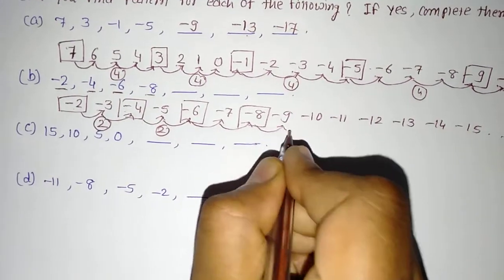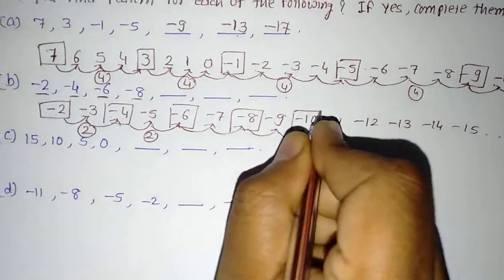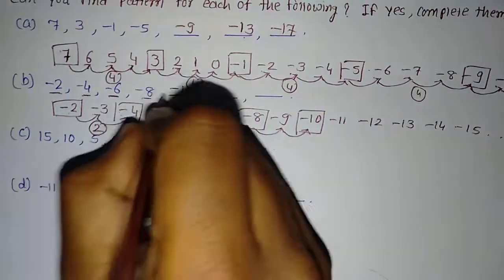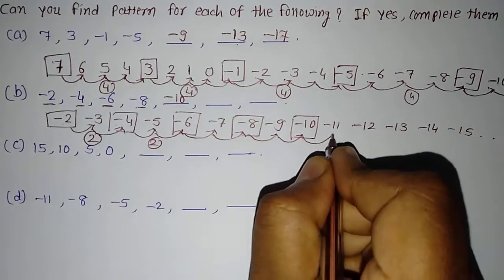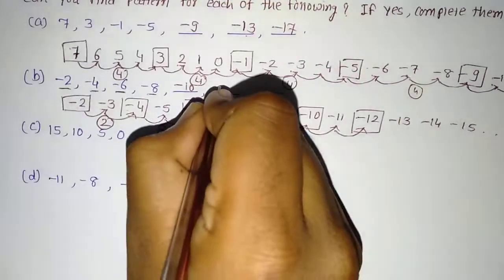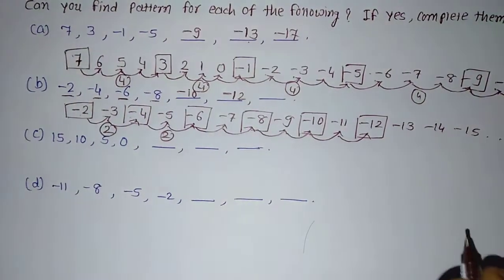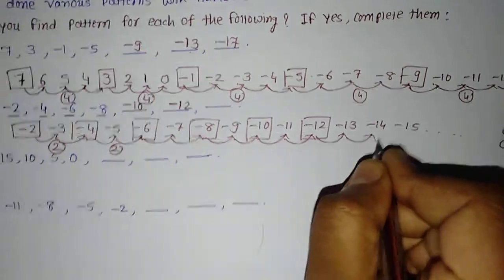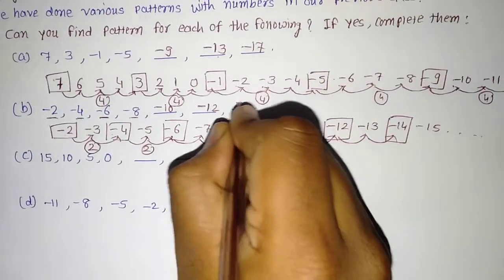Now you understood the pattern, so you should solve it easily. We have to go 1 and 2. So the next number would be minus 10. Same, I will go ahead to number 1 and 2. So the next number would be minus 12. Again with the same pattern we'll go ahead, that is 1 and 2. The next number is minus 14.